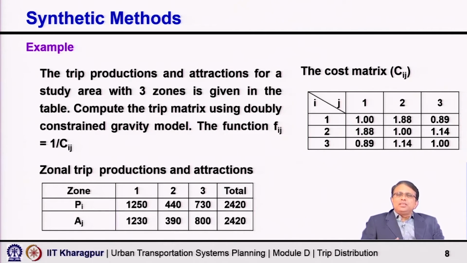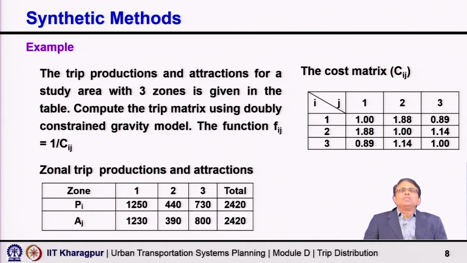And then in this case, instead of distance, suppose the friction factors have been calculated based on the Cij value, and it is assumed that the friction factor is 1 by Cij. This is just an assumption. So, instead of giving separate friction factors, in this problem it is assumed that Fij is 1 by Cij. Although you know by this time how to calibrate Fij values, you can always calibrate it.